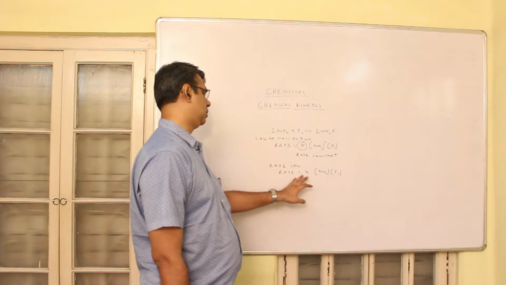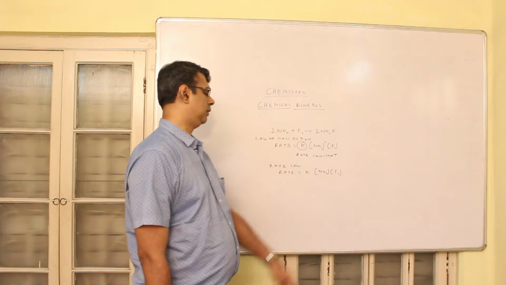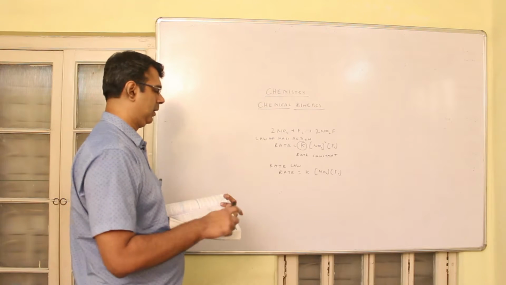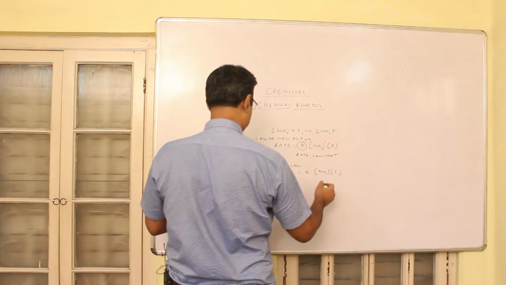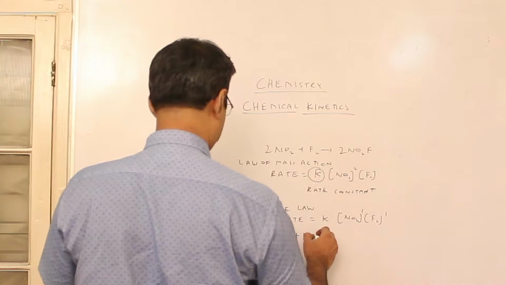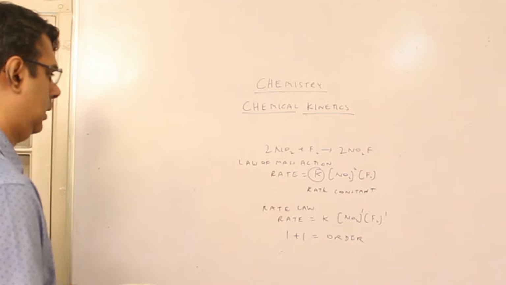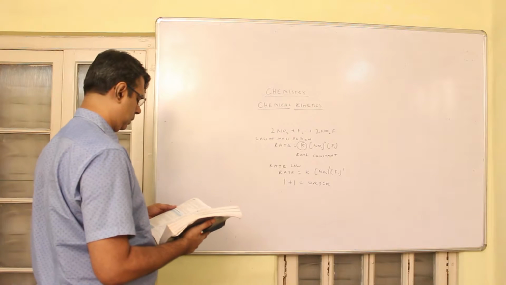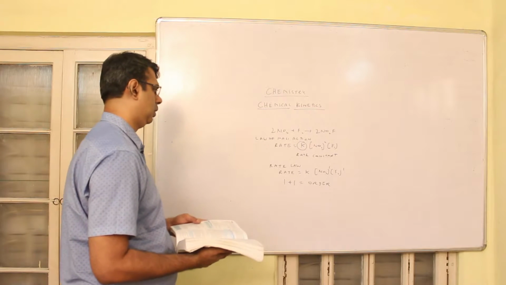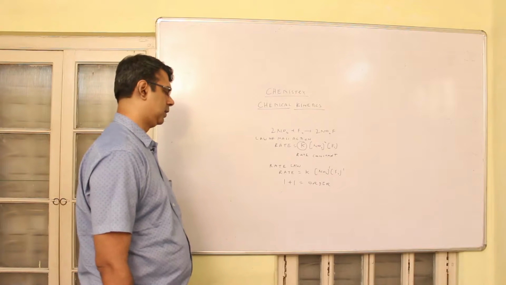So the rate of the reaction is equal to rate constant times concentration of NO2 to the power 1 into concentration of F2 to the power 1, and these exponents, like I said, are determined experimentally. Now the exponent of NO2 is 1 and the exponent of F2 is 1. The total exponent is 2, and this is known as the order of the reaction. So the order of the reaction is basically the sum of the exponents to which the molar concentrations are raised in the rate law. That is the definition of order of a reaction.